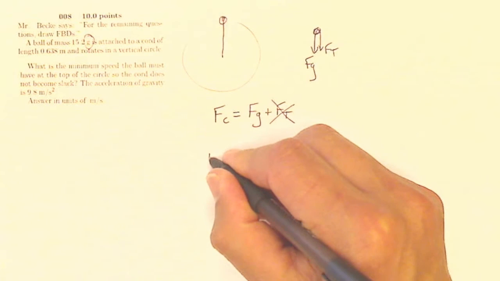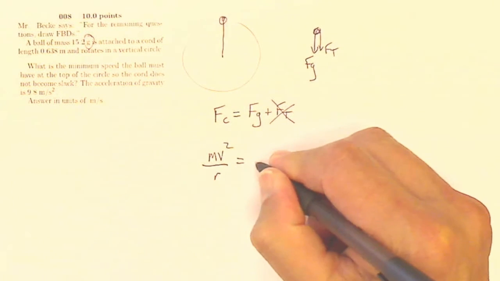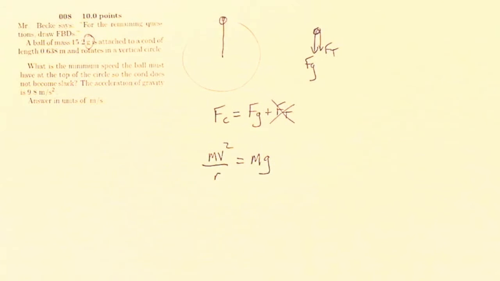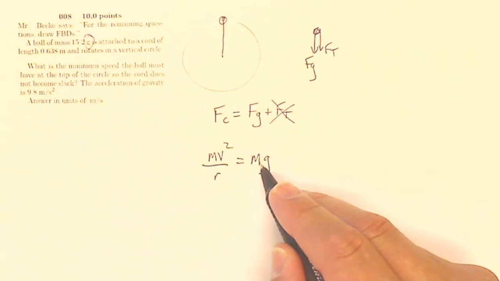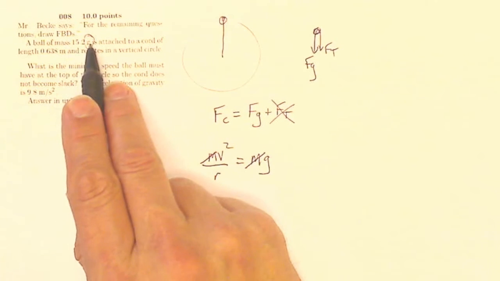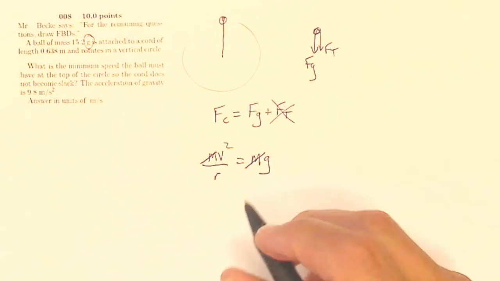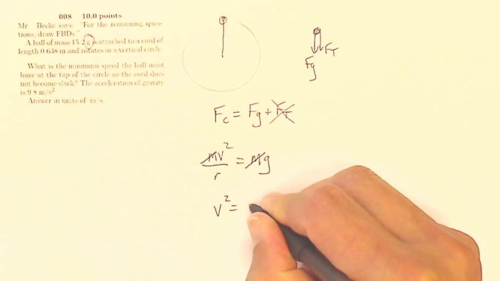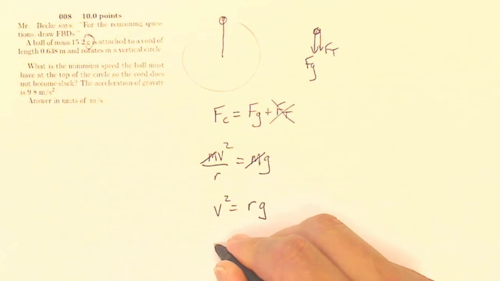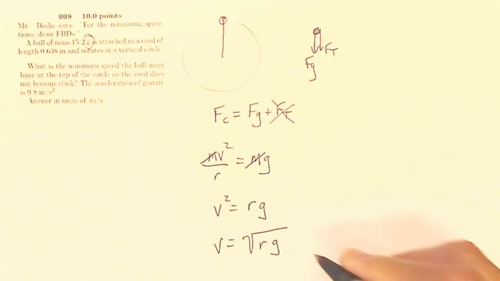Well, my centripetal force is going to be mv squared over r, and my gravitational force is going to be mg. Oh, look, mass is on the left and mass is on the right. Turns out mass will cancel. So I didn't even have to worry about that it was 15.2 grams. Now, v squared over r equals g. So v squared equals rg. So v must equal the square root of r times g.